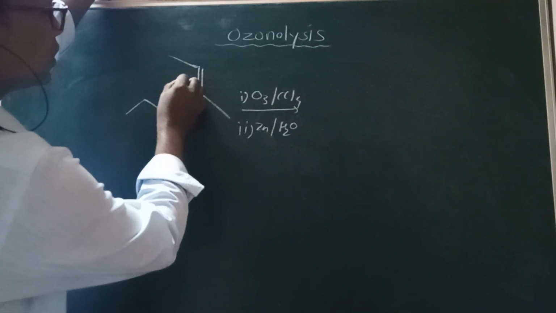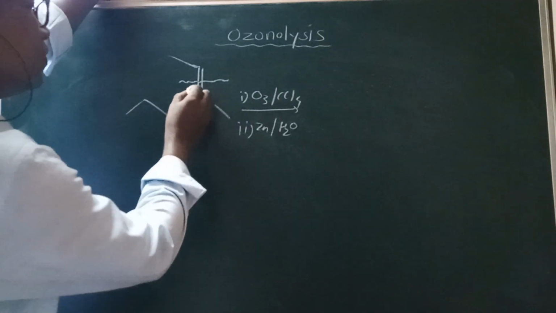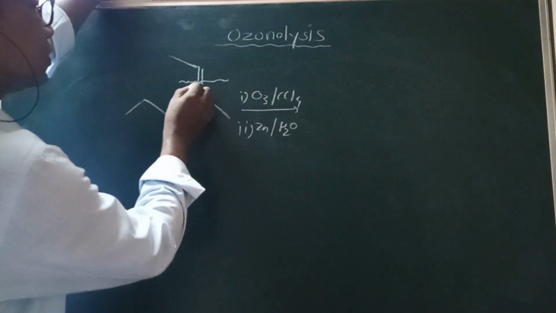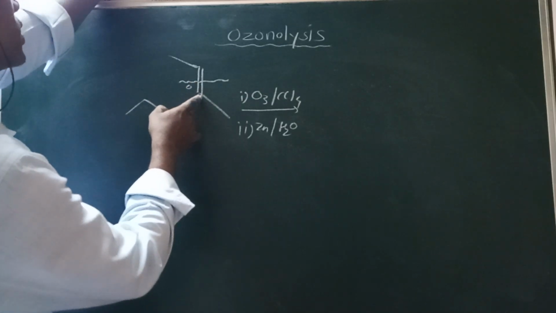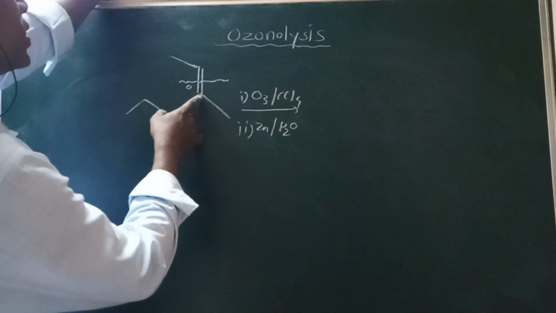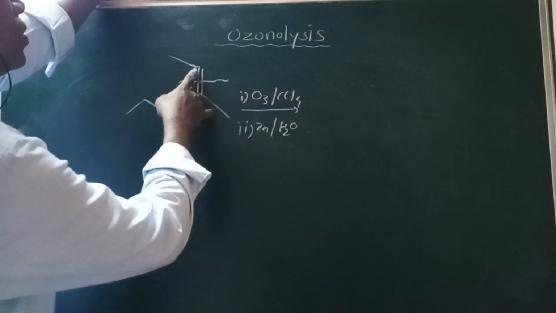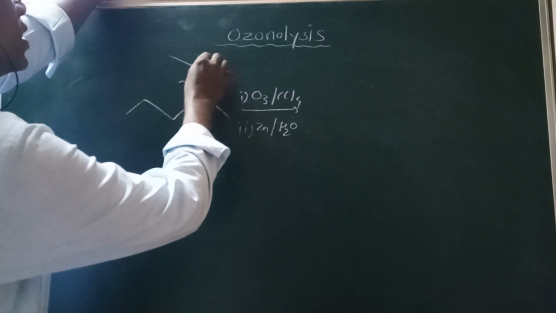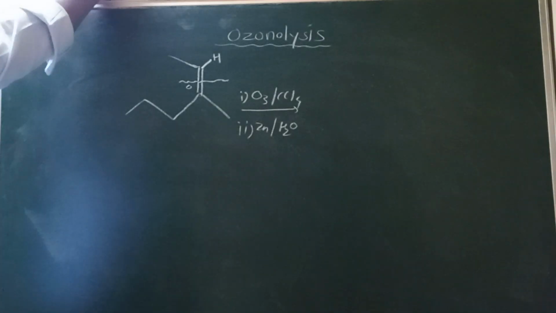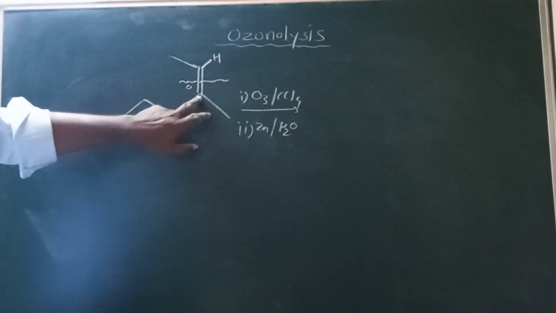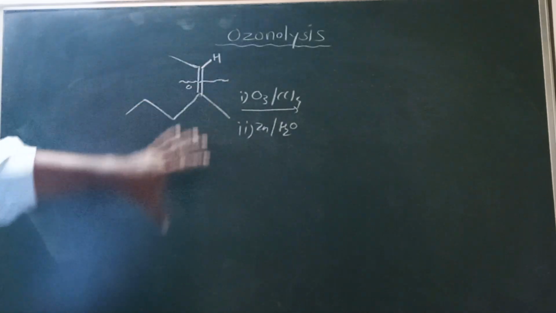We have to break this carbon-carbon double bond. Then we have to add one oxygen out of these three oxygens on this carbon, doubly bonded with this carbon. Similarly, the second oxygen will be doubly bonded with this carbon. And don't forget that in this case, here is one hydrogen atom and here are two carbon atoms. So give one oxygen to this carbon, the other to that second carbon, and both oxygens will be doubly bonded with those carbons.